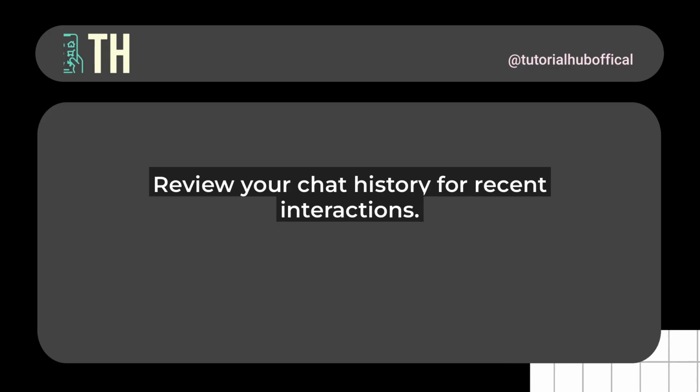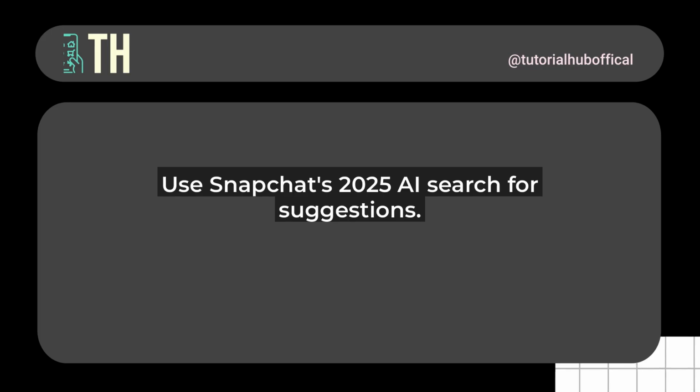One more thing: privacy settings might affect visibility. Make sure the person hasn't blocked you again or changed their username. If all else fails, you can always send a friend request directly from the search results.